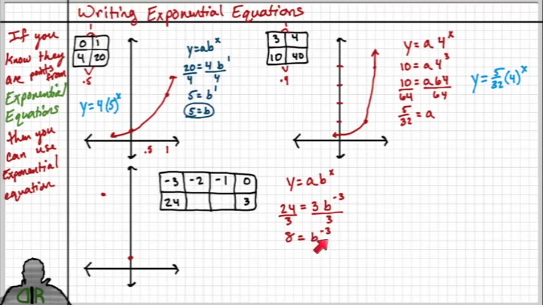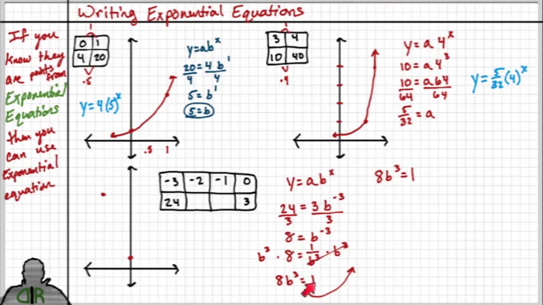This is b to the -3rd power. Well, we will write it in the correct form, so we're going to make it 1 over b to the 3rd power. And then what we do is we're going to try and get this away from the bottom. So we're going to multiply both sides by b to the 3rd. Notice that cancels out, leaving it with a 1, and then we've got 8 times b to the 3rd.